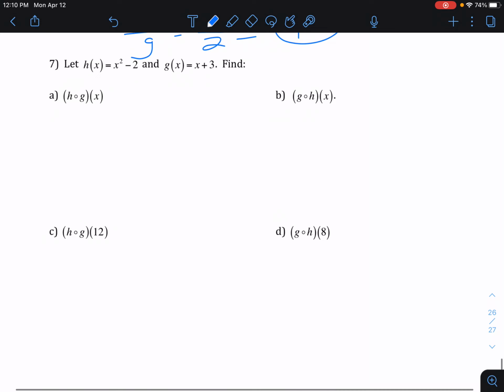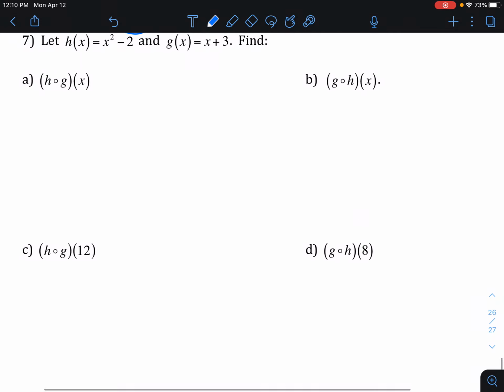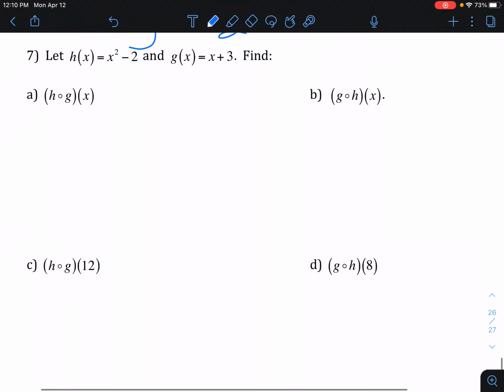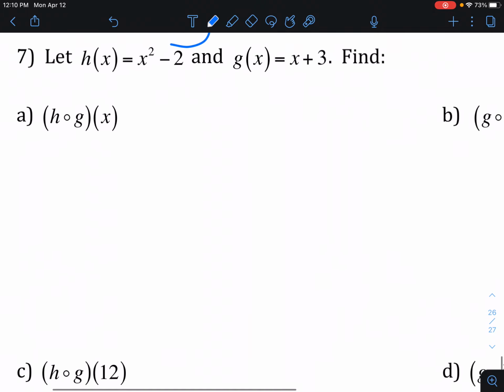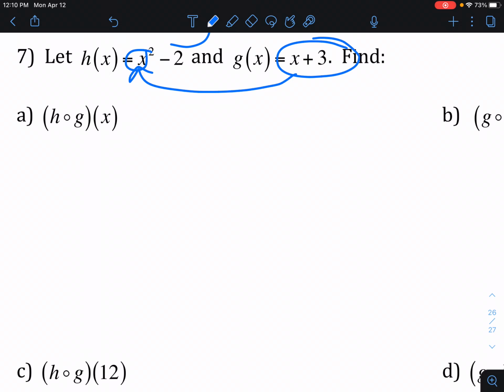Number 7. This gets a little tricky here. Remember when we see the circles here, that is function composition. One function goes into the x into the other. So in A it says h of g of x. So that means you're going to take function g, and plug it into h in for the x here. So it's going to be parentheses x plus 3, then squared minus 2.